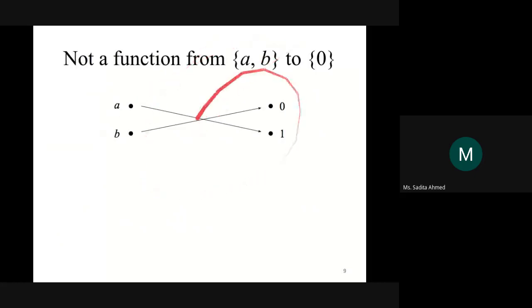Yeah. Why was this not a function? Because A was not mapped. Why was A not mapped? Because A is not mapped to any element from the codomain. As long as A is not mapped to any element from the codomain, for our concerns, for this function and for these two sets, A is not mapped at all.